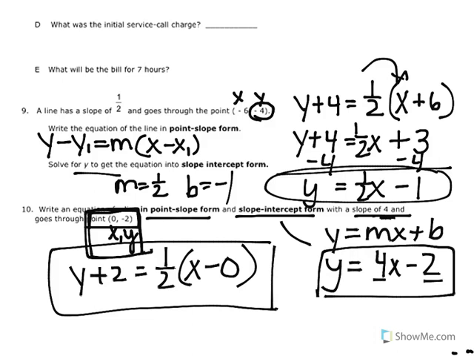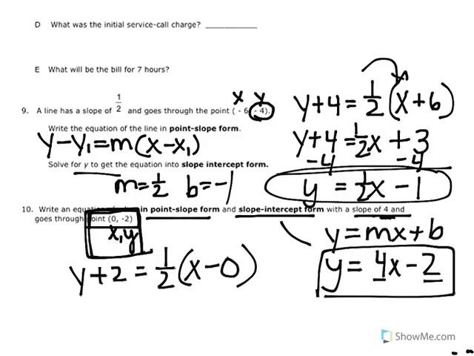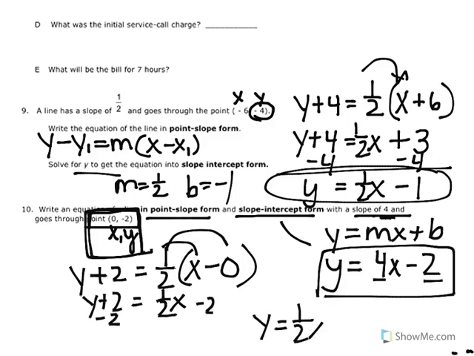Now, do you believe me that those are the same? Why don't we solve this out and see? We get y plus 2. 1/2 times x is 1/2 x. 1/2 times 0 is 0, so I don't even have to put it down. We don't need the 0 over there. We're going to subtract 2 from both sides, so we get y equals 1/2 x.